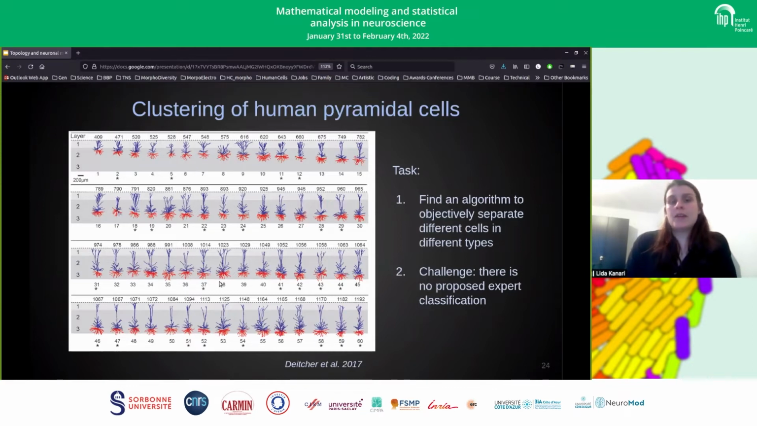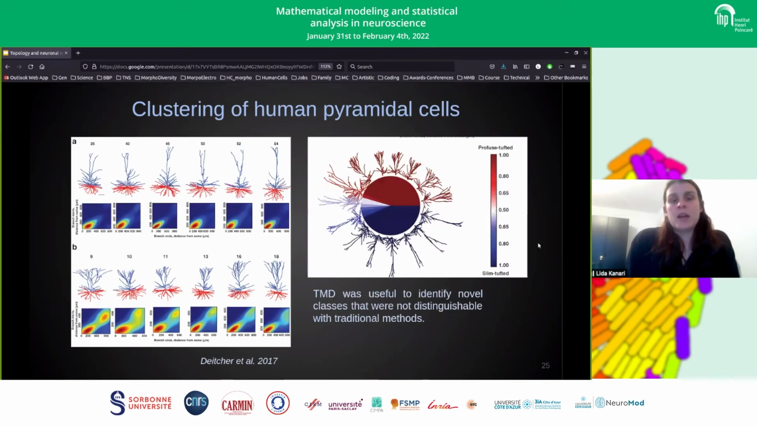The task here is that we had some very nice neurons from human cortex, and we wanted to find if there are any distinct shapes within these neurons. Just by looking at them, it's very hard to justify that there would be 2 or 5 classes or whatever number of classes. In fact, the experts here were not able to agree on which classes these neurons should be separated into. But if you do the persistence images again, you see a very striking difference.